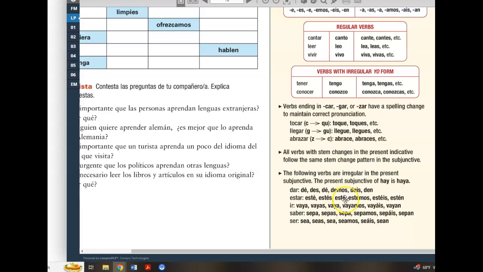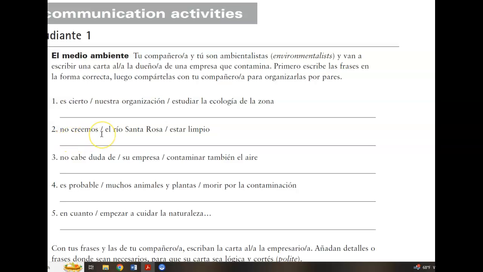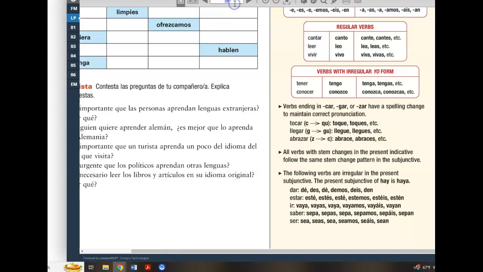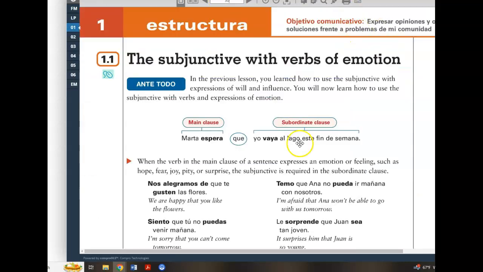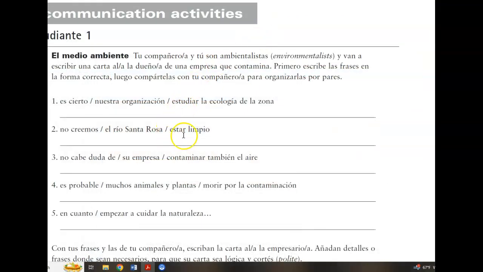esté, accent above the E. That's actually what makes estar irregular, is the accents above the letter E, last letter, in most all conjugations except for the nosotros form. So running it back, no creemos que el río Santa Rosa is our subordinate clause, the subject of our subordinate clause, and then the verb estar conjugated in the él/ella form is esté. No creemos que el río Santa Rosa esté limpio.